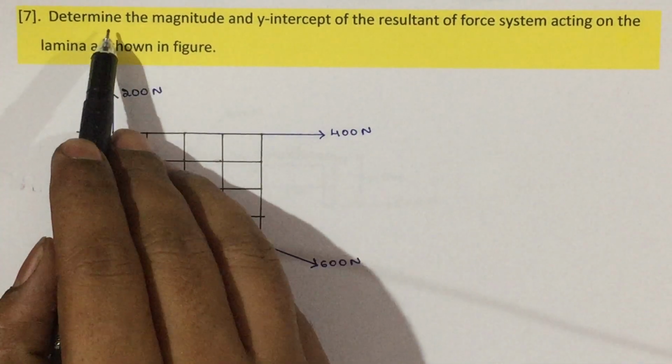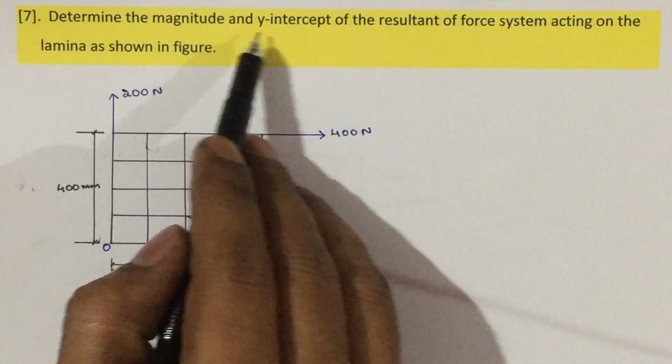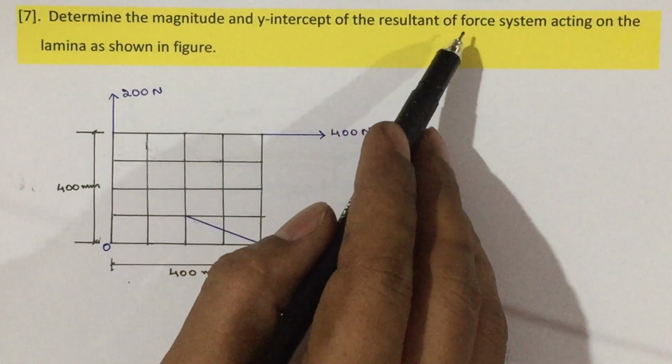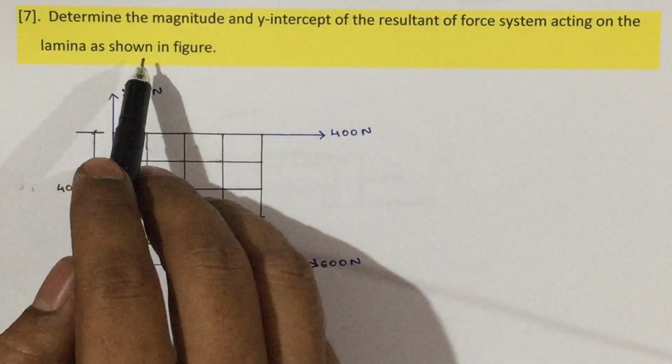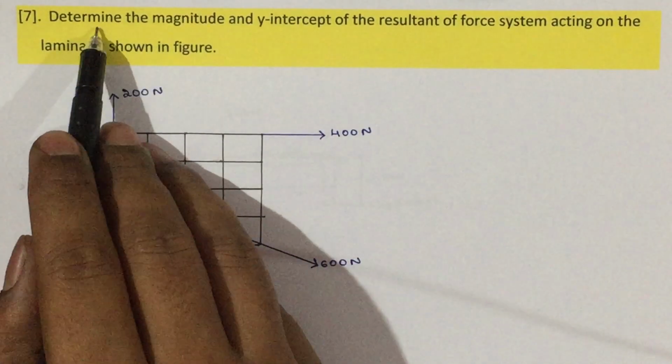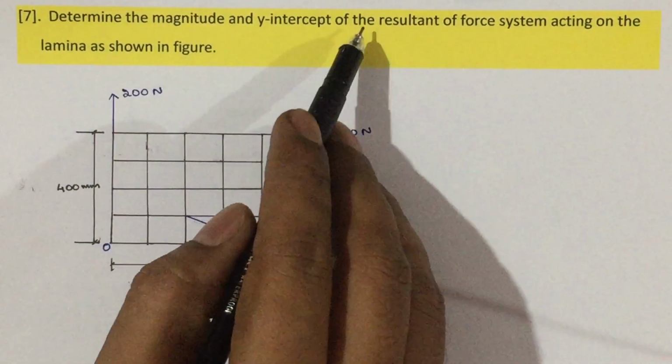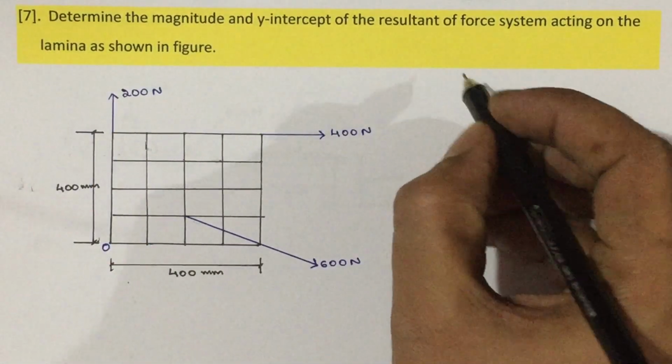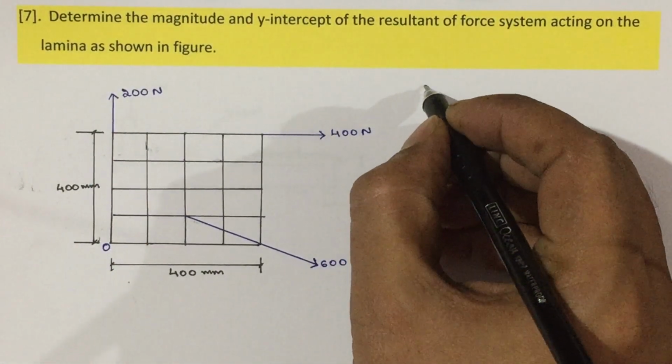Problem 7. Determine the magnitude and y-intercept of the resultant of the force system acting on the lamina. Lamina is nothing but a plane, as shown in the figure. Determine the magnitude and y-intercept of the resultant.